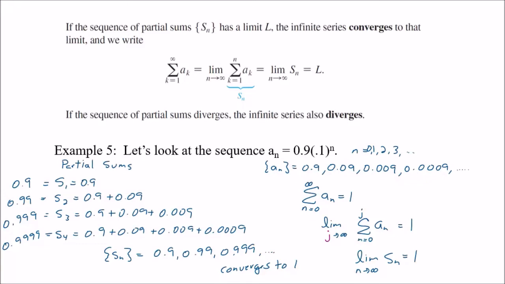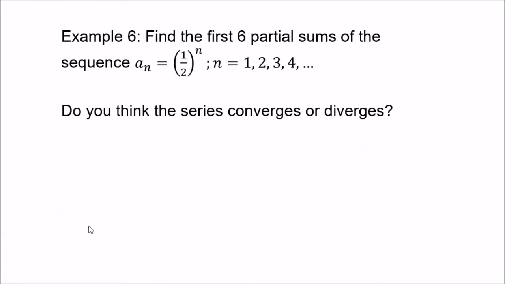Alright, let's look at one more example of these. This is kind of a fun one. Pretty basic sequence. A sub n equals 1/2 to the nth power for n equals 1, 2, 3, 4. Do you think the series converges or diverges? Okay, series, not the sequence, the series. So the sequence itself, a sub n, is going to be 1/2.